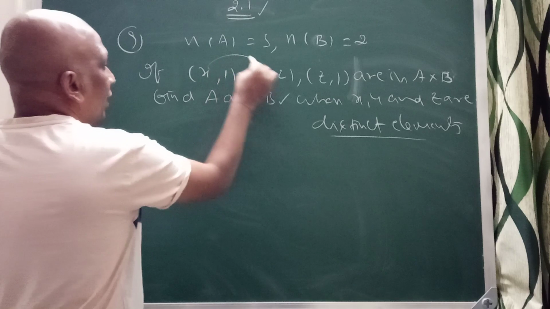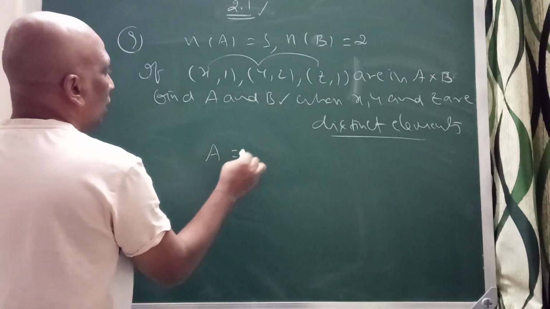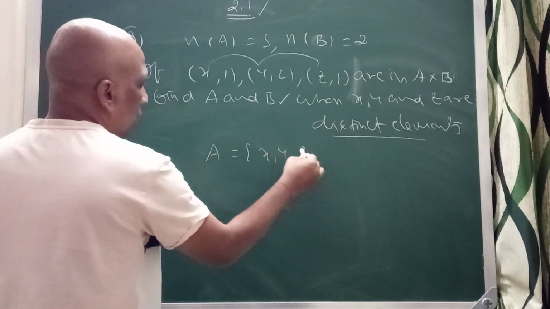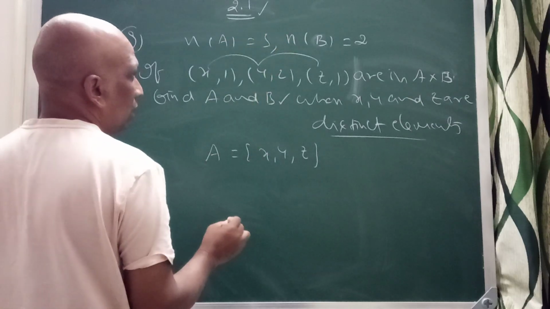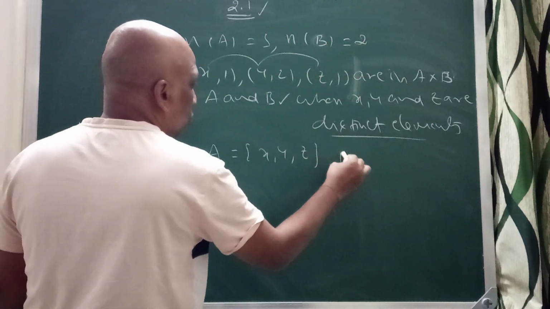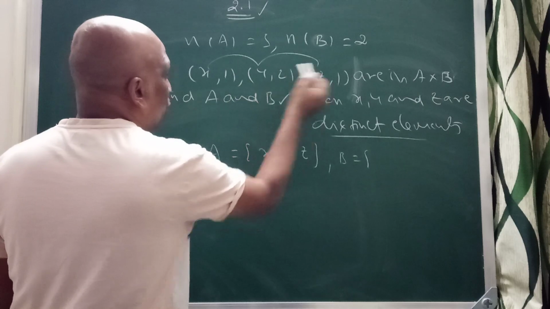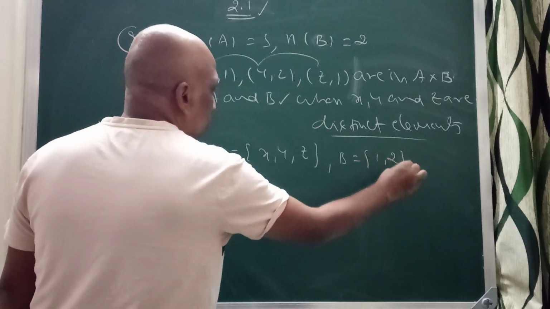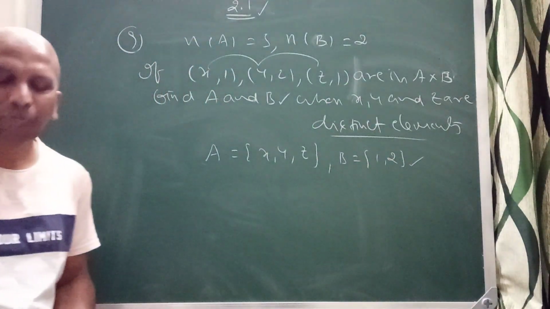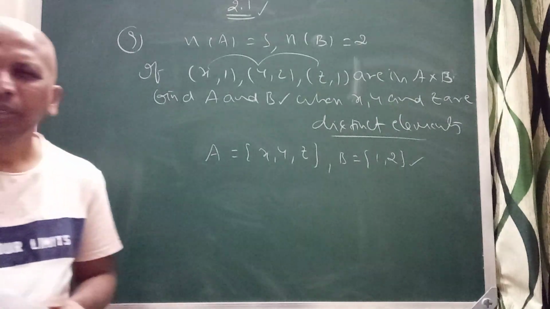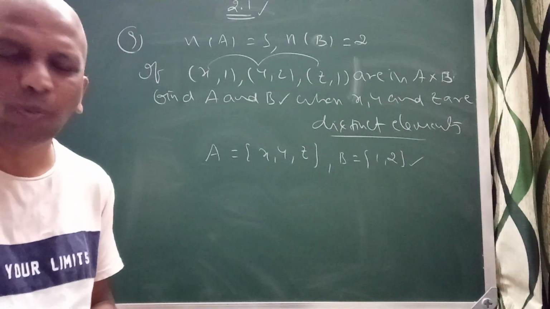So I can find x, y, z. I can write A is equal to {x, y, z}, because we know 3 elements are there. B has only 2 elements, the different elements 1, 2. So A is {x, y, z} and B is {1, 2}. The last problem is a very simple problem.